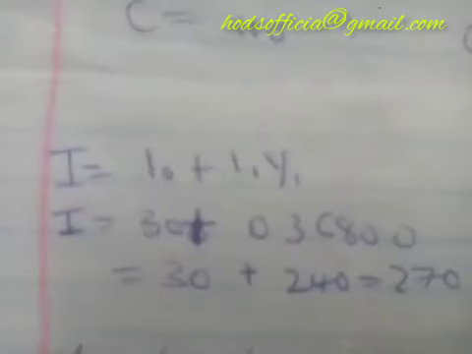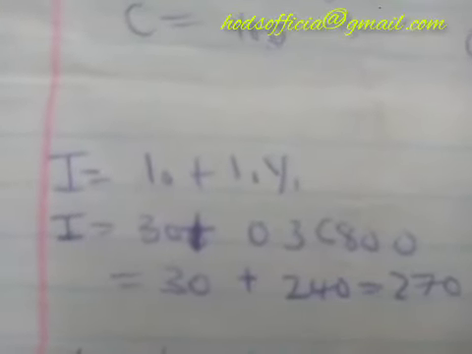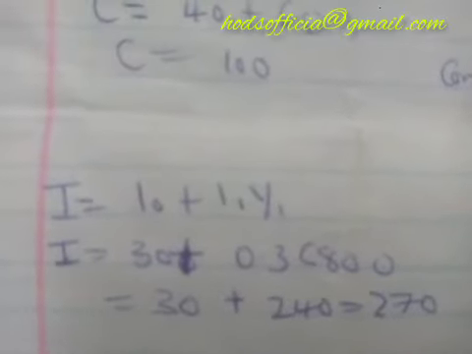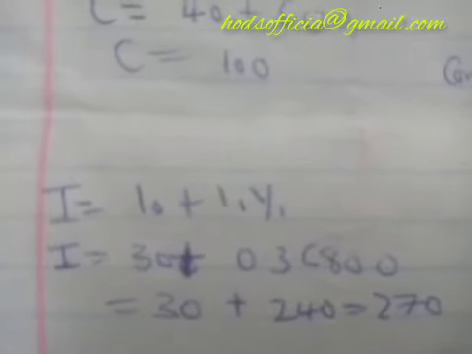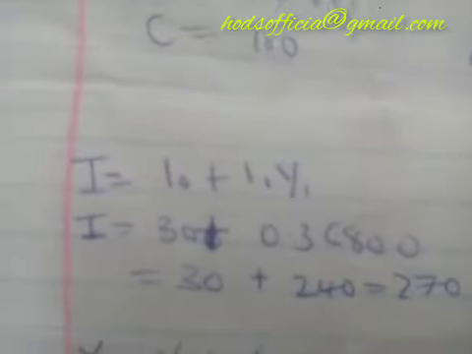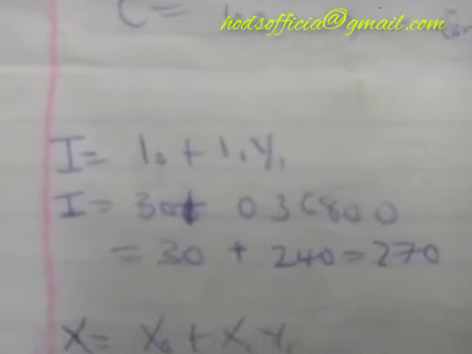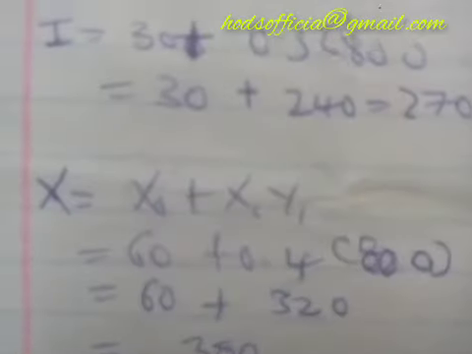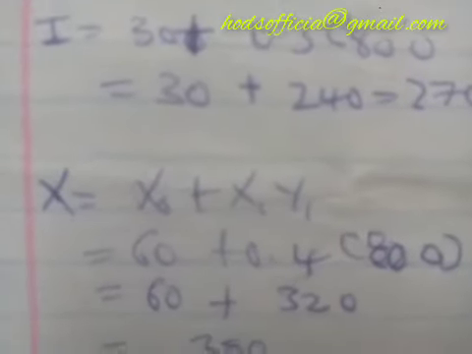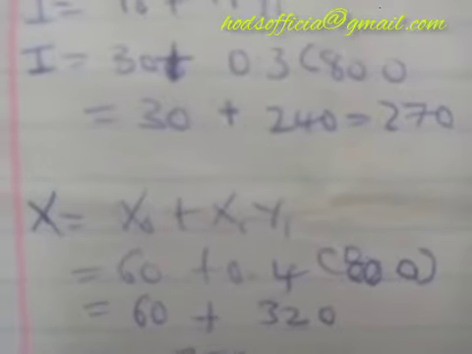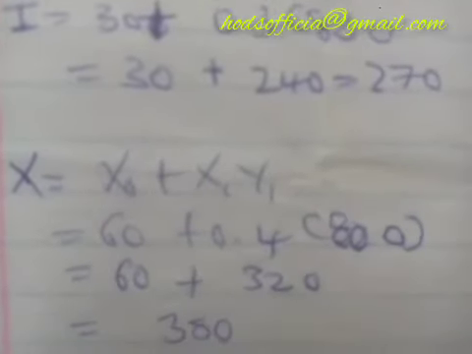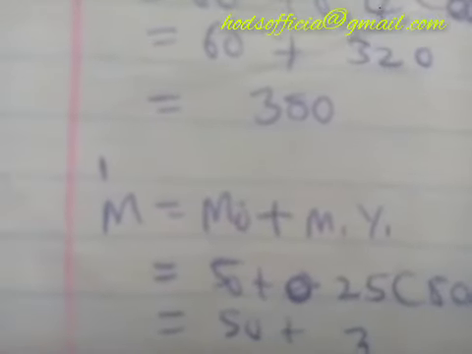Our investment now. Now our investment I is equal to I0 plus I1Y. So our I0 is 30 plus I1 is 0.3, and our Y is 800. Now multiply 800 times 0.3, we're going to have 240. Now 30 plus 240 is 270. So our export X is X0 plus X1Y. Put the value there. Our X0 is 60, X1 is 0.4, Y is 800. 0.4 times 800 is 320, 60 plus 320 is 380. So our export is 380.